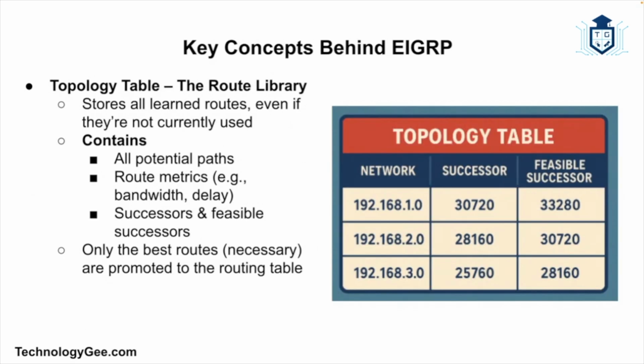And then another key concept is called the topology table. So each EIGRP router maintains a topology table, and this is basically a record of all learned routes, even ones that are not currently being used. And it includes all available paths, it includes all the metrics such as bandwidth and delay, and it includes the successors and feasible successors. But only the best routes will make it into the routing table.